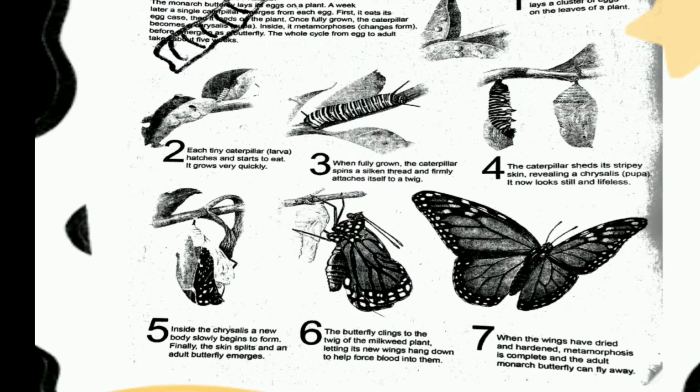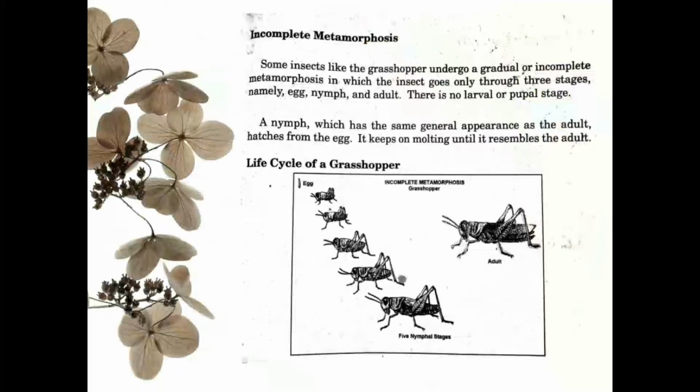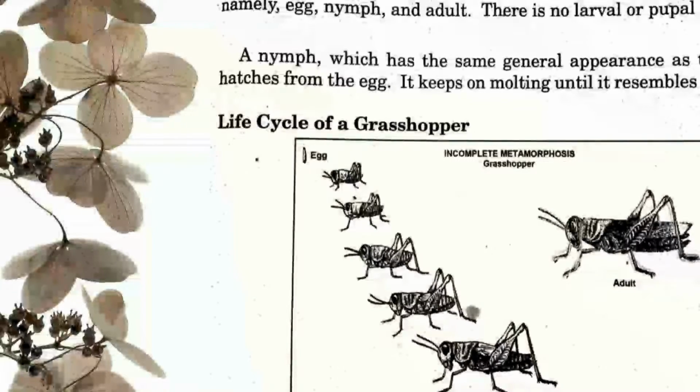Next natin. In contrast to complete metamorphosis, some insects like the grasshopper undergo a gradual or incomplete metamorphosis in which the insect goes only through 3 stages, namely egg, nymph, and adult. There is no larval or pupal stage. When we say incomplete metamorphosis, wala siyang larval or pupal stage. Recta, egg, nymph, and adult na siya. A nymph, which has the same general appearance as an adult, hatches from the egg. This keeps molting until it resembles the adult. So, life cycle of a grasshopper. Yan, from egg.